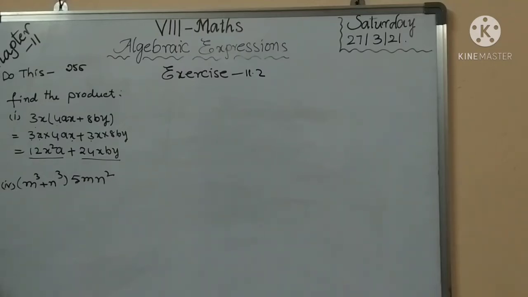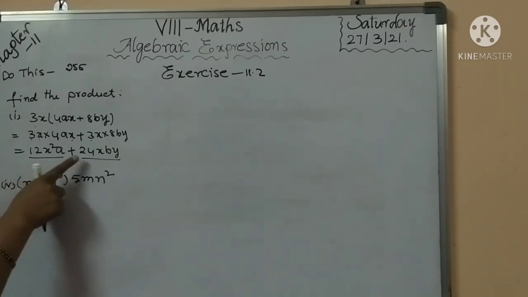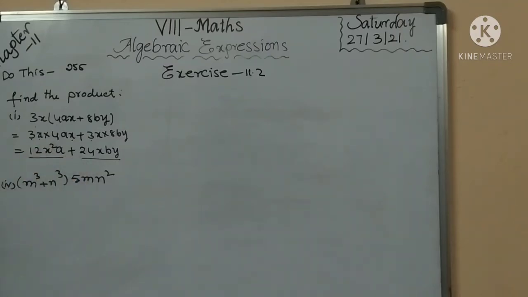Monomial and binomial: the product of a monomial and binomial will get a binomial. Two terms are there. Understand, children? The product of two monomials is a monomial. Here the product of two binomials is a trinomial. Already we explained. Next is the monomial and binomial. The product of the monomial and binomial will get a binomial. Two terms are there, so we should write binomial here.